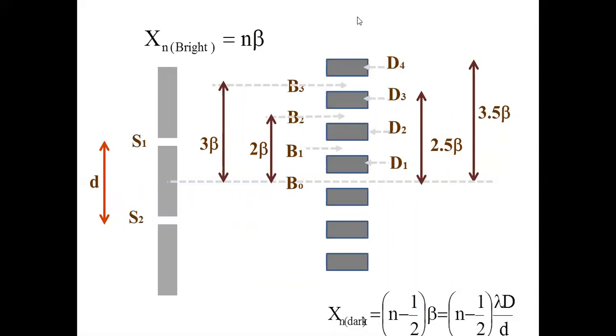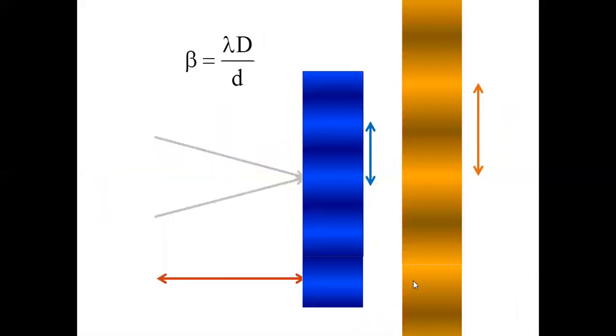You just keep on guessing it like this. Half, then 1, 2, 3, right? So the sixth dark fringe is at 5.5 beta. The 11th dark fringe is at 10.5 beta. The formula is n minus half beta. So that is the distance from the central bright fringe to the remaining fringes. For the bright fringes, n beta. For dark fringes, half less. Remember it so, half less. That's all. Okay, that is one question.